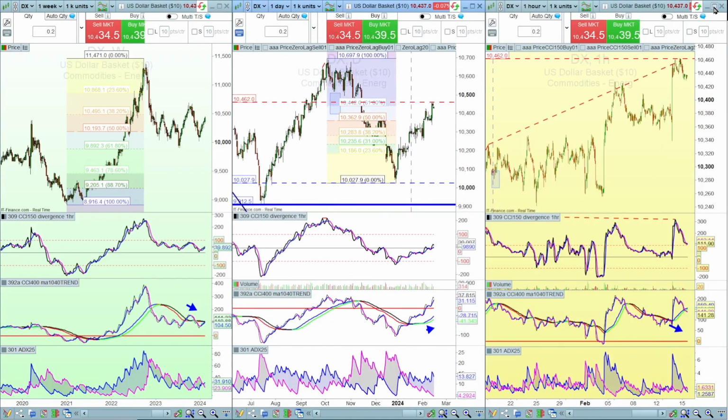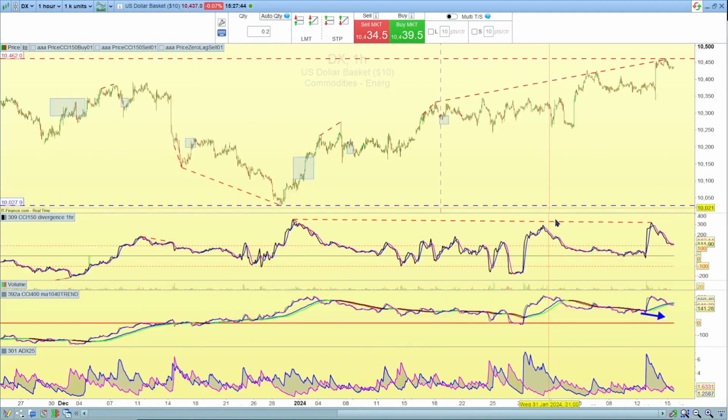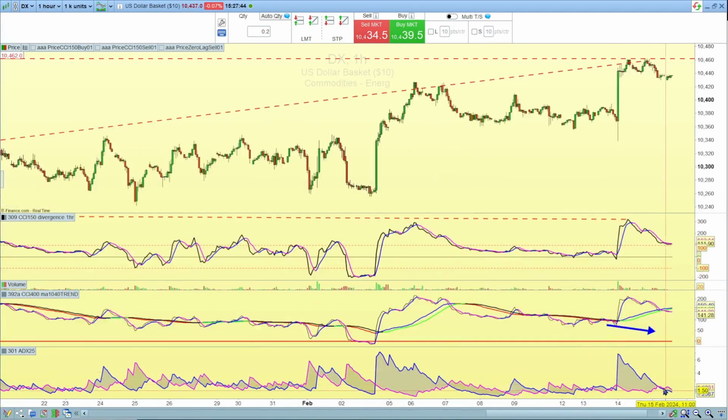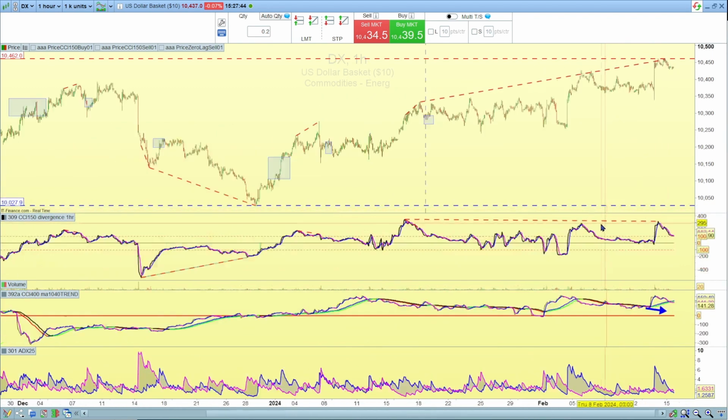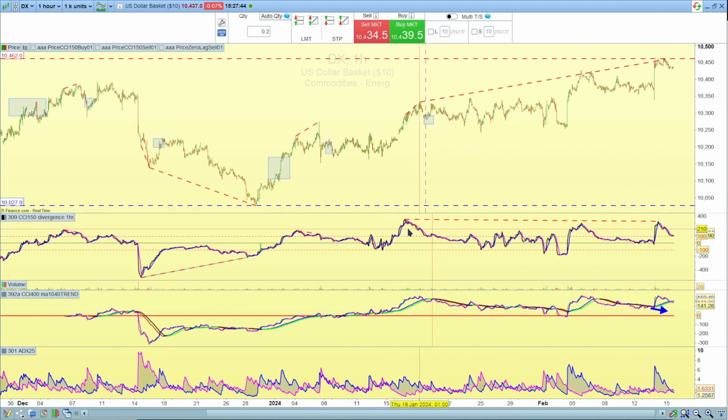On the hourly, we've also got on the ADX a bearish trend, if you like, broken to a bearish trend. The CCI 400 is also broken below its moving average, so showing a potential downward trend. And we do have this double top on the CCI 150 versus higher highs on the price. Again, it's hit that resistance, so we may see a retrace to the downside.